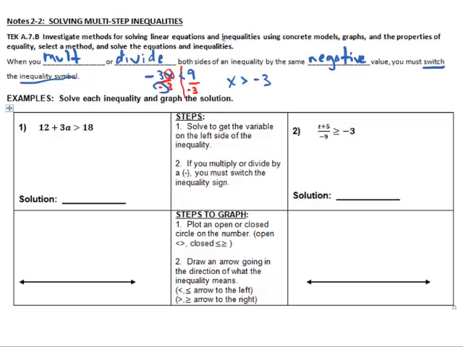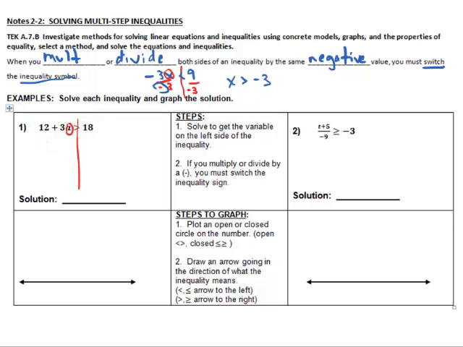Alright, so now that you've got that rule, let's go ahead and work a couple of examples. Make sure you're following along and you're writing these examples down in your notes as we go. Alright, so the first one is 12 plus 3a is greater than 18. So I'm going to draw my line, circle my variable, and I'm going to go ahead and start solving.